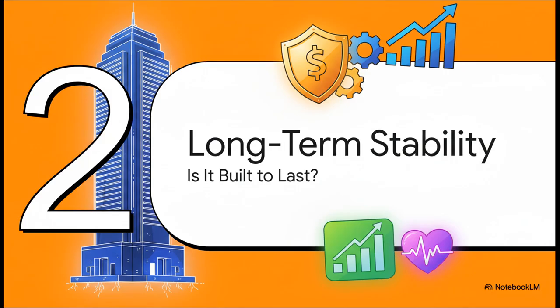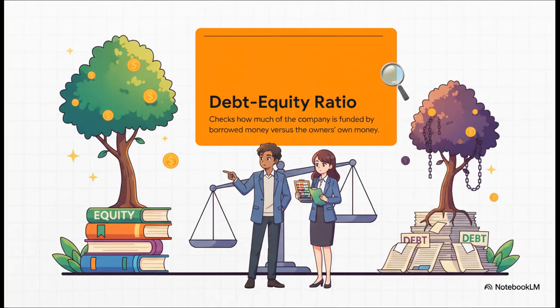Okay, so their short-term health is fine. They can pay this month's bills, but what about the bigger picture? Is this company actually built to last? For our next question, we need to look beyond just immediate survival and check out its long-term stability, what we call solvency. And for that, we're going to pull out the debt-to-equity ratio.